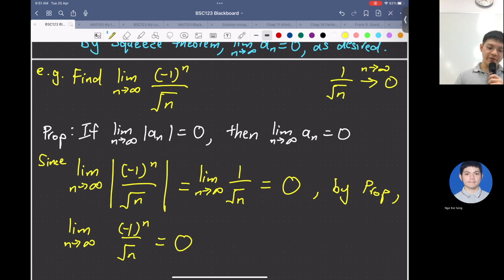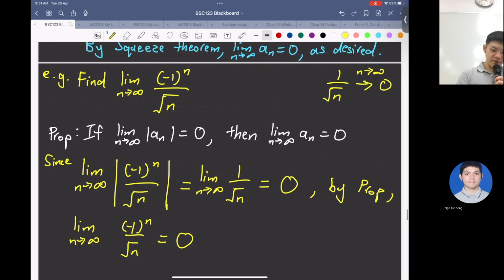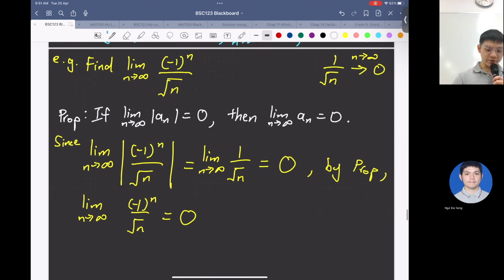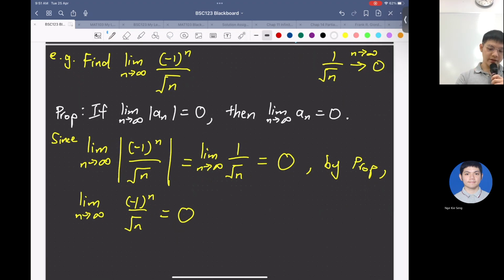Okay. So if you don't want to go through this proposition, you can also go through the squeeze theorem again. So this is the first, this is the second. You could also go over the squeeze theorem again.